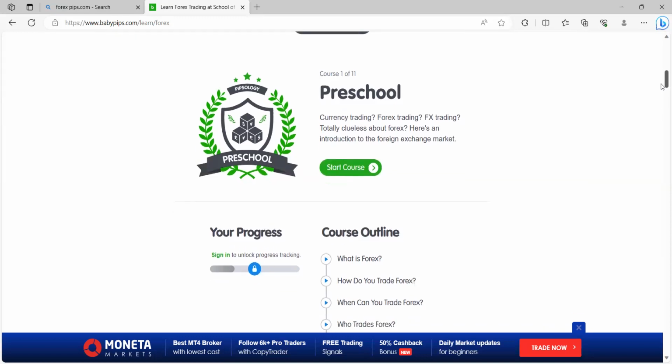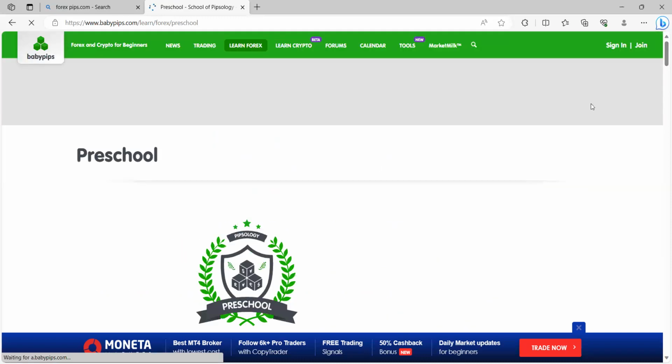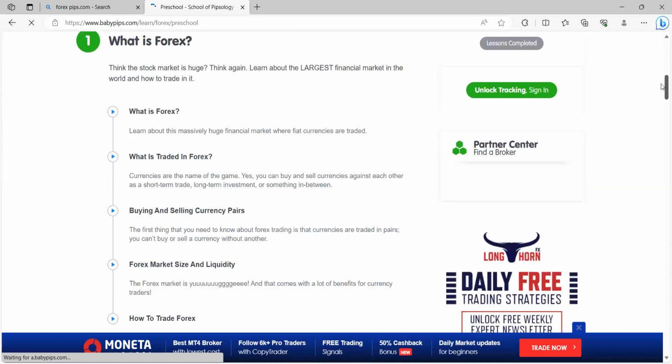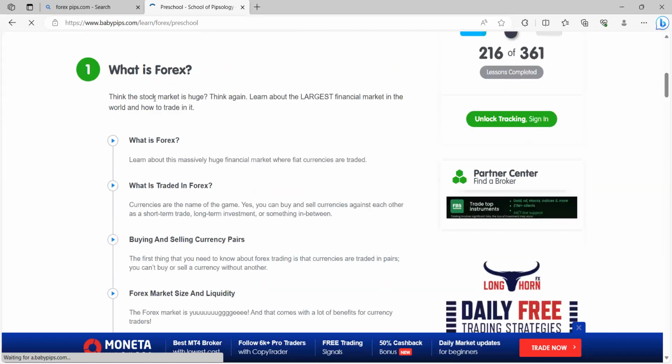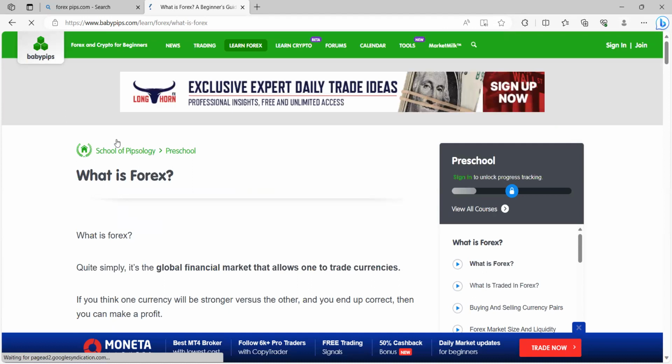Let's see how we start the course. It's preschool, we're still on preschool. Guys, think the stock market is huge? Think again. Learn about the largest financial market in the world and how to trade it. Everyone starts from babypips. Everyone who made it big in forex has babypips as their foundation. That's your foundation in forex, your knowledge.